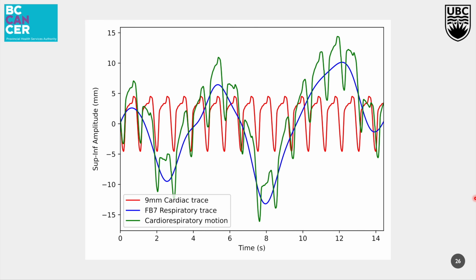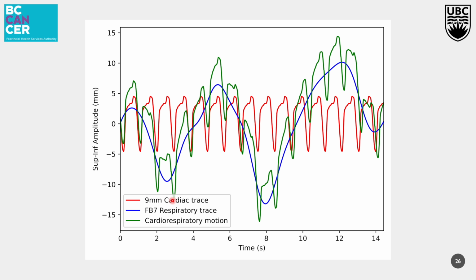Now, combining the 3 cardiac and the 8 respiratory traces, a total of 24 unique cardiorespiratory traces were simulated. An example with the largest amplitude trace combination is shown here. So this most extreme example is the one I will continue using for examples throughout this talk.